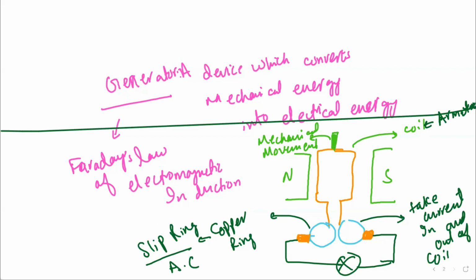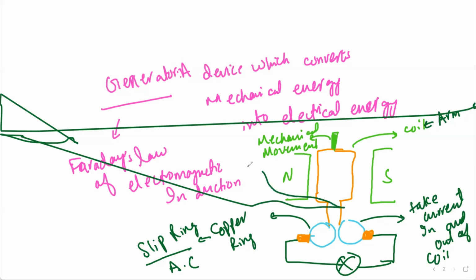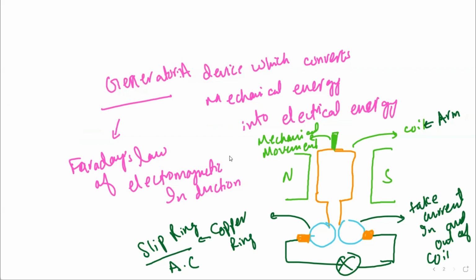Now what happens is, when it comes to a generator, when we mechanically rotate the coil, change of magnetic flux through the coil occurs. Okay, something got stuck. Why is the net not coming?